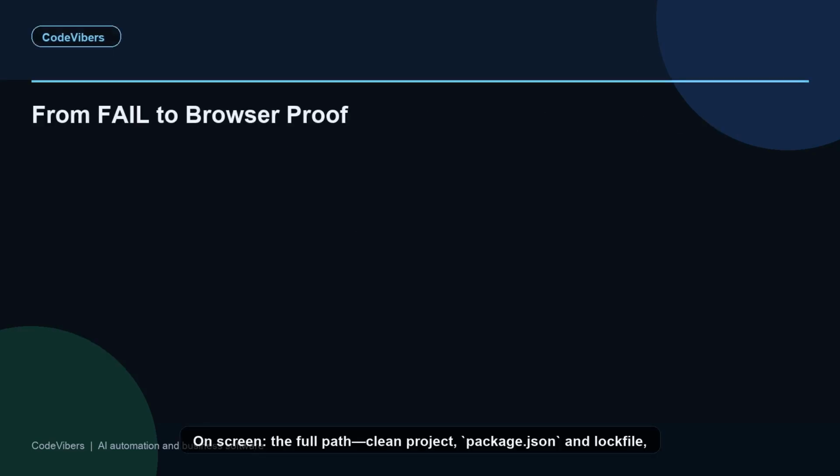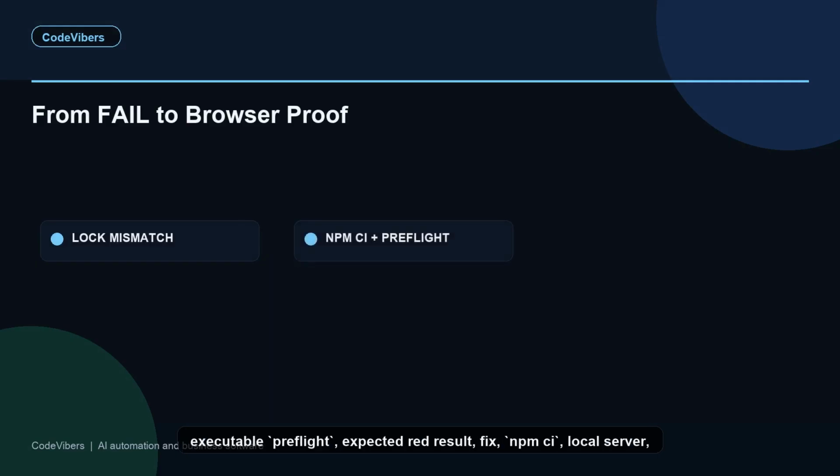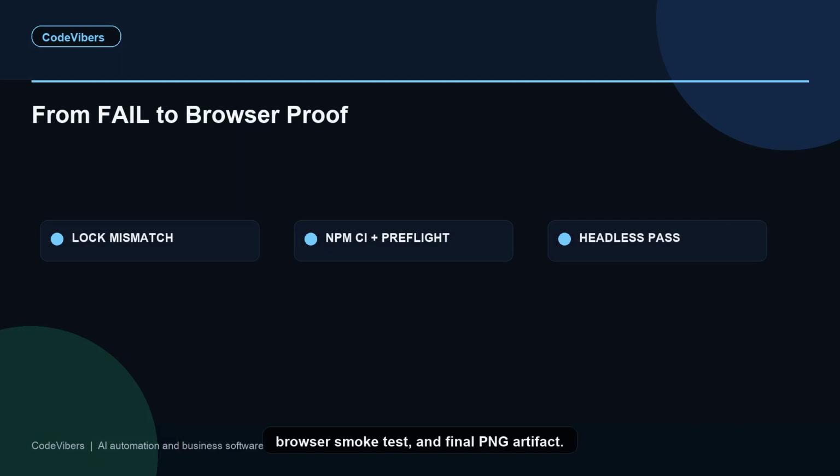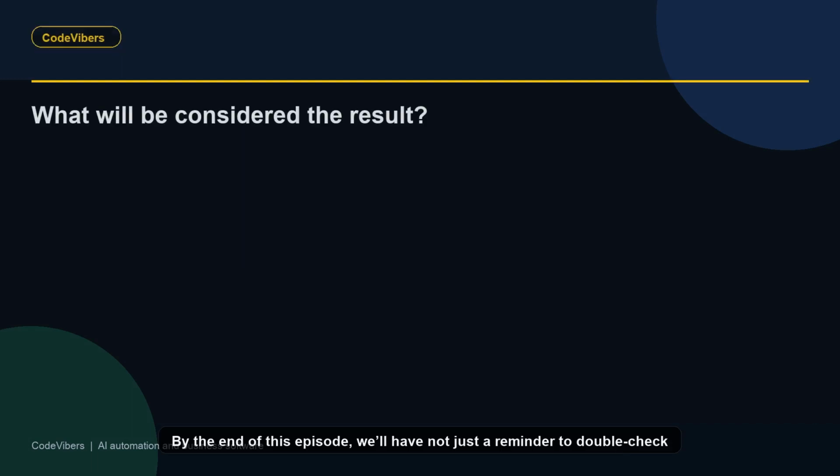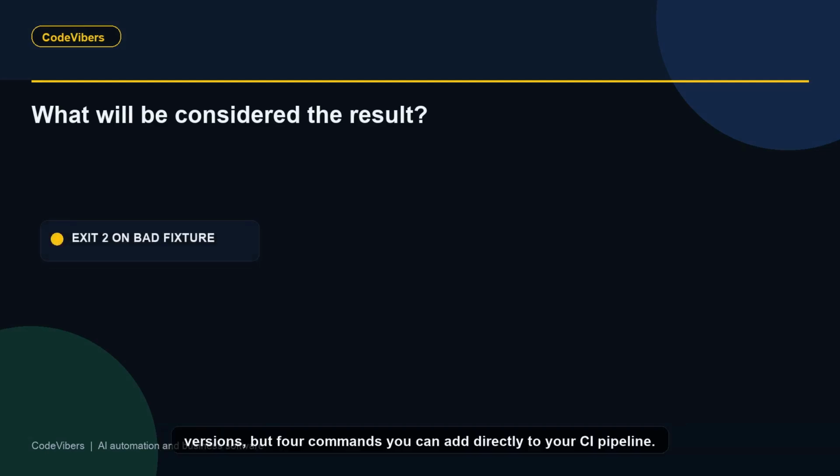On screen, the full path: clean project, package.json and lockfile, executable preflight, expected red result, fix, npm CI, local server, browser smoke test, and final PNG artifact. By the end of this episode, we'll have not just a reminder to double check versions, but 4 commands you can add directly to your CI pipeline.